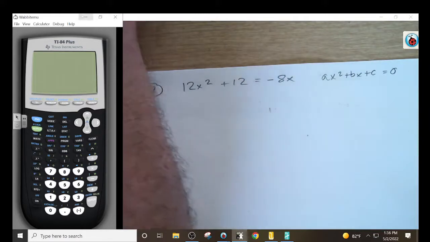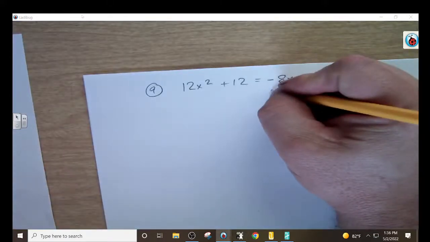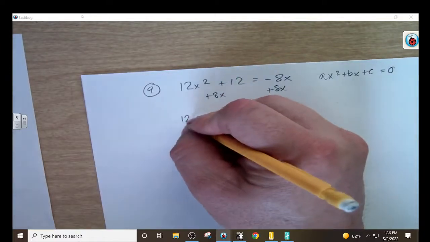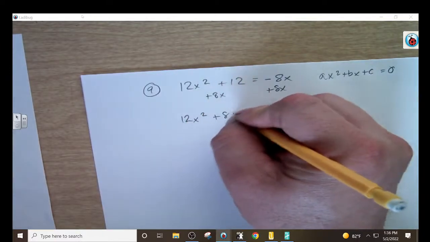I'm going to add that 8x. Make sure you put it in the correct order. So it's going to be quad term, linear term, constant.